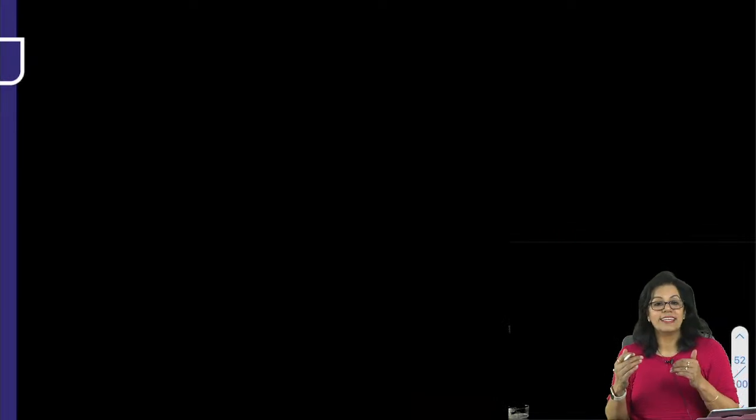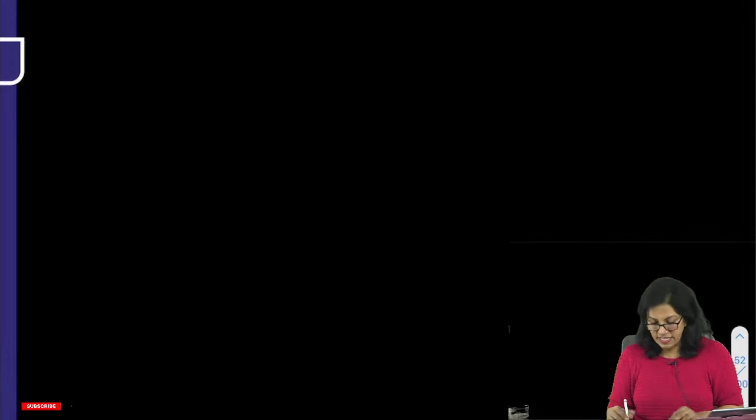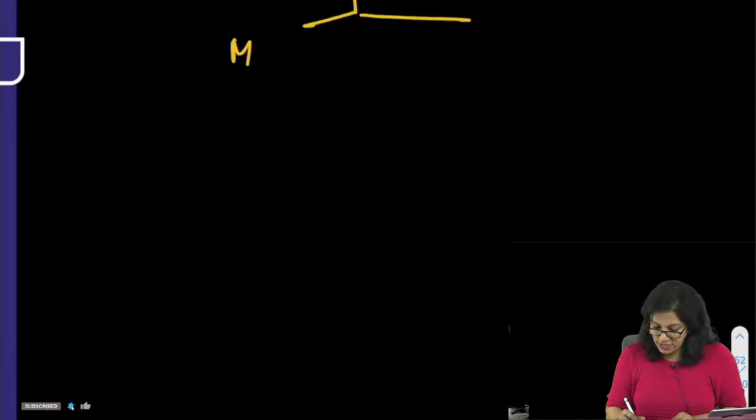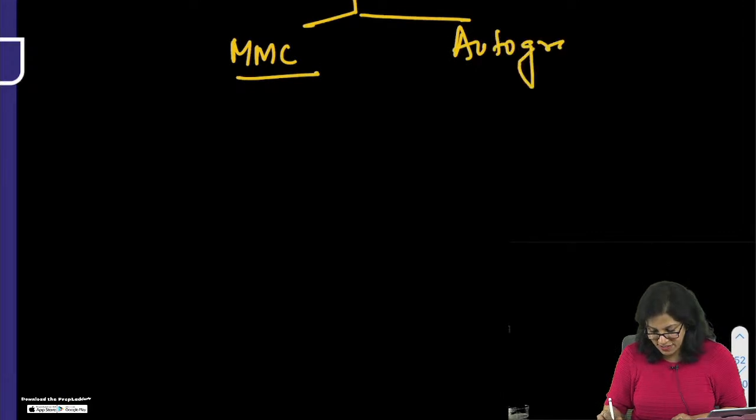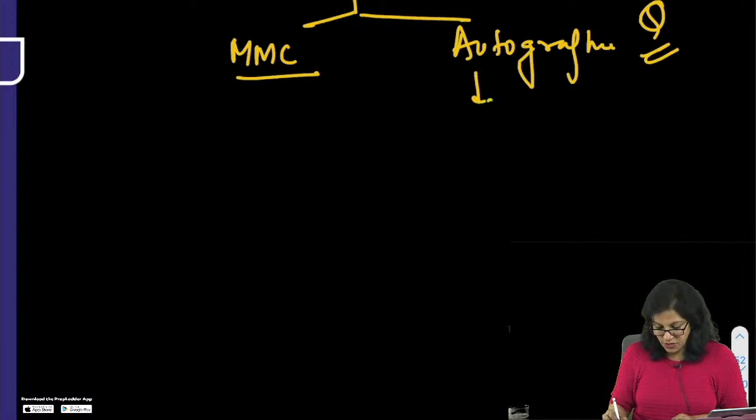So, we all understand that a simple excision causes recurrence in pterygium. How to prevent recurrence? There are two methods. Either we give mitomycin C or we go for autografting. Which is better? We answer it is autografting is better. In autografting, what you are doing?